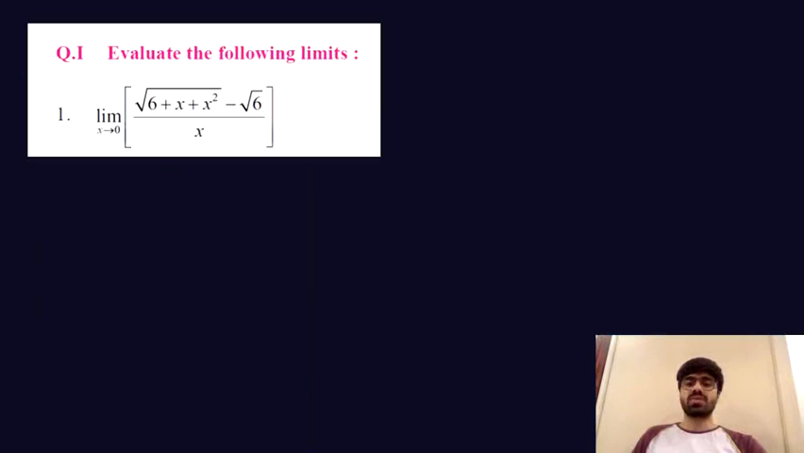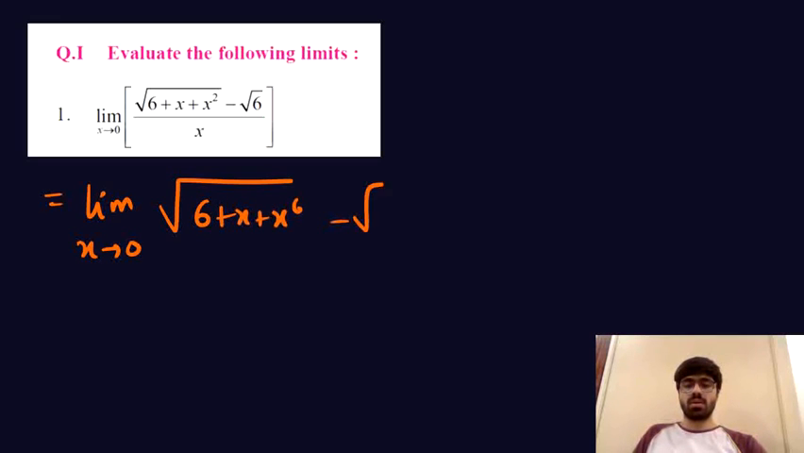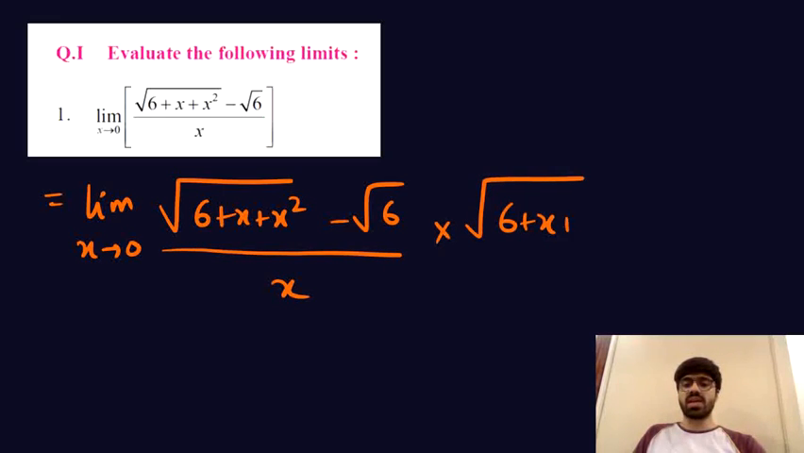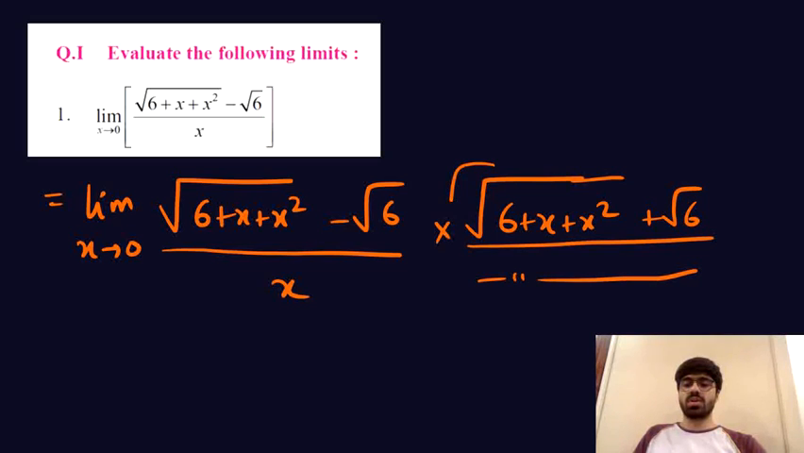I've taken these questions from the Maharashtra government textbook, Maths Part 2, 11 Standard, Exercise 9.3. So let's begin with the first one. Like I said, all we need to do is rationalize this. So we are going to have root over 6 plus x square minus root 6 upon x, and multiply that with root over 6 plus x square plus root 6, the whole divided by the same expression.